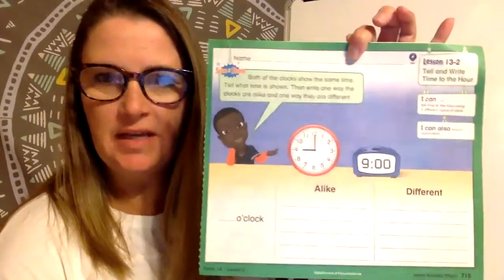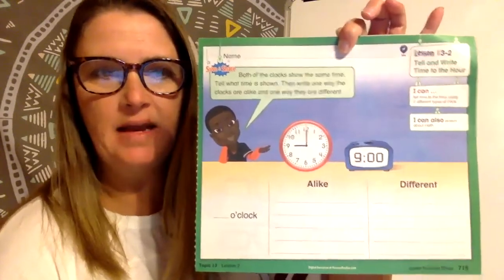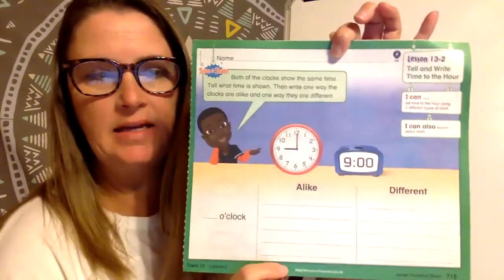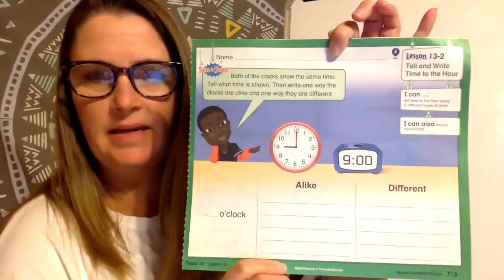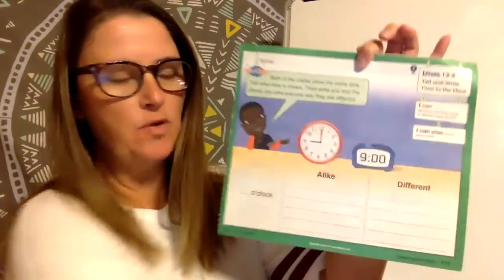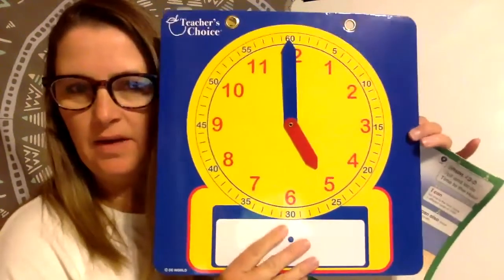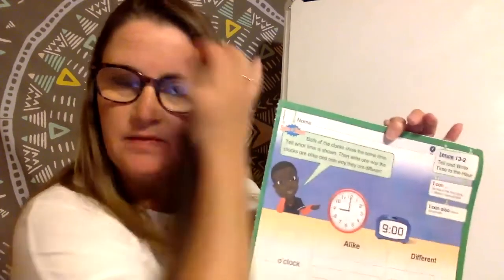If you will look in your math packet and find Lesson 13, 2, called Tell and Write Time to the Hour. You're also going to need your clock. You have a small one, I have a big one. You're going to need your small little clock with you to do this lesson. If you don't have those things, go ahead and pause the video and then come back and we'll get started.